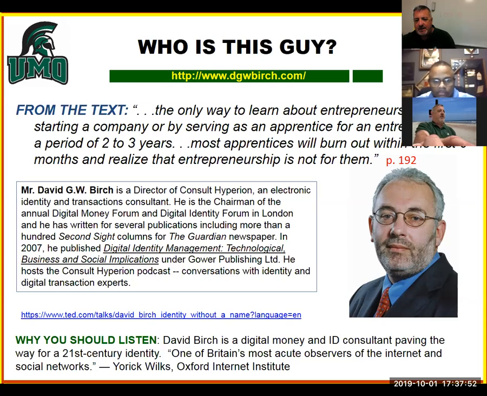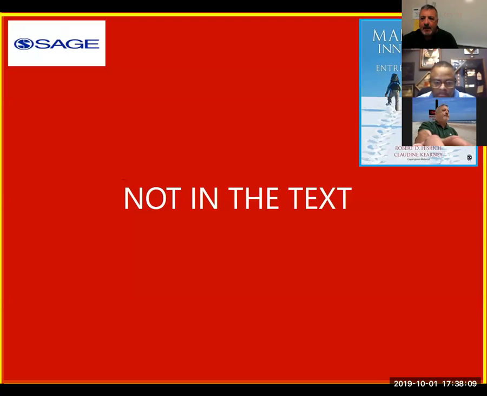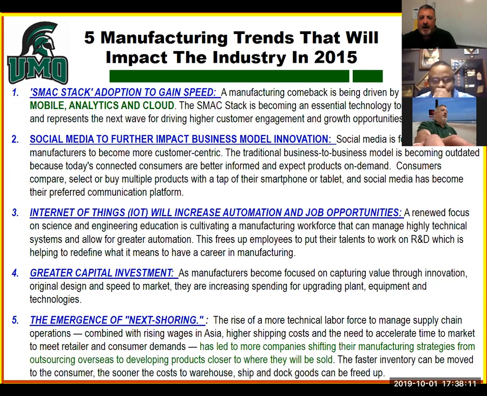David Birch is an interesting guy to think about because he is all about the digital money, the Bitcoin and the like. He's a very acute observer of internet and social networks. So again, getting back to what is the future that looks like. When I talked about manufacturing, it's easily heard that we're not making things in the States anymore. Not quite true. And so what are some of the dynamics?